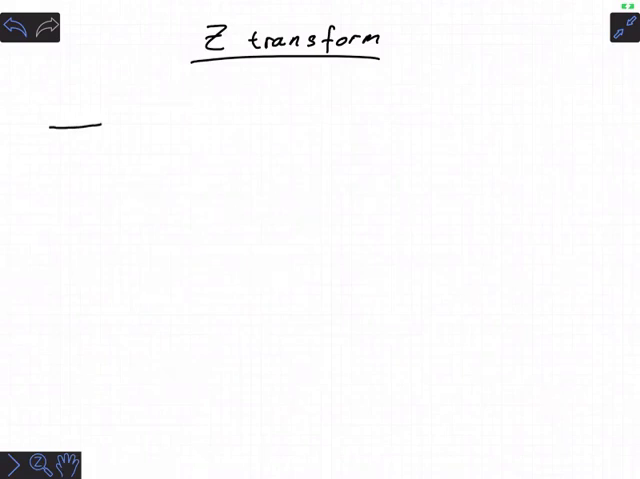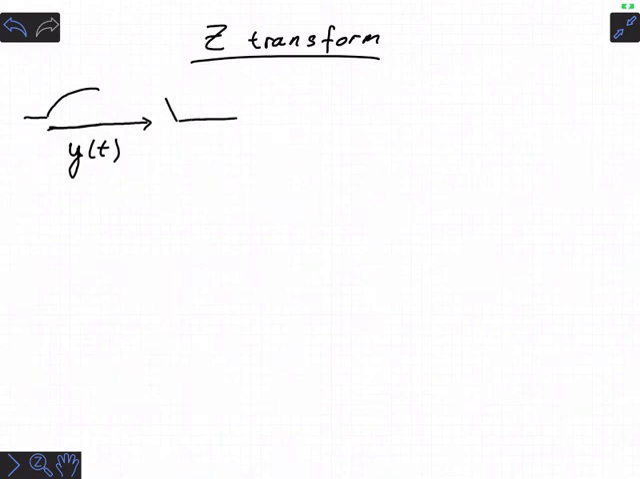Let's say that we have a signal that looks like this. And let's say that thing is called u of t, or let's say that's called y of t. And after we have sampled that signal, the notation that we will use to indicate that we have sampled the signal is to have a star.